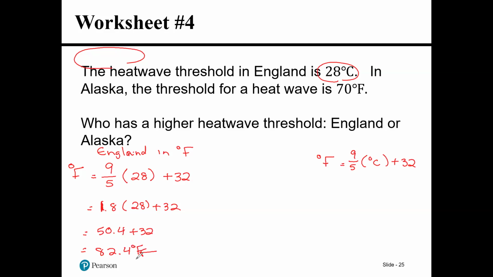Remember that is degrees Fahrenheit. So I can go back here and take this out and say, all right, the threshold for England is actually 82.4 degrees Fahrenheit. The threshold for Alaska is 7 degrees Fahrenheit. Who has a higher heat wave threshold? It will be England.